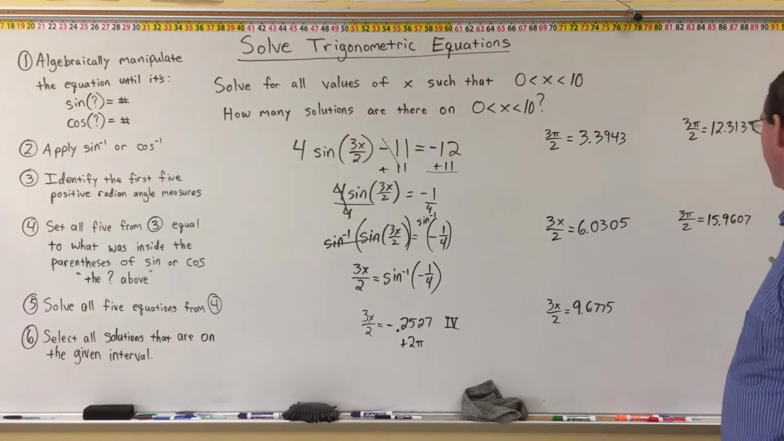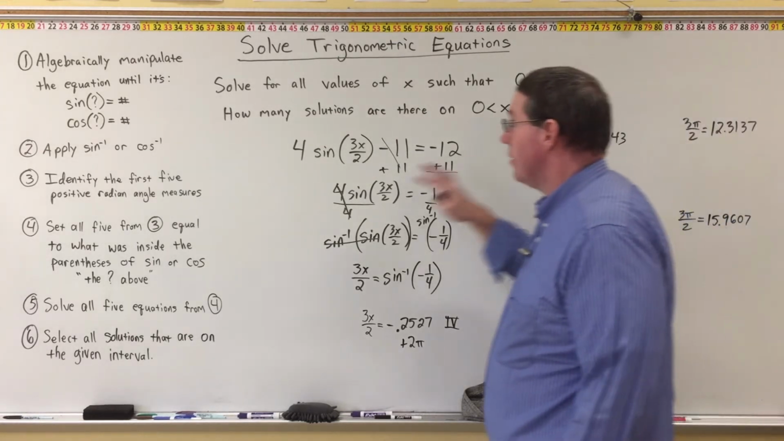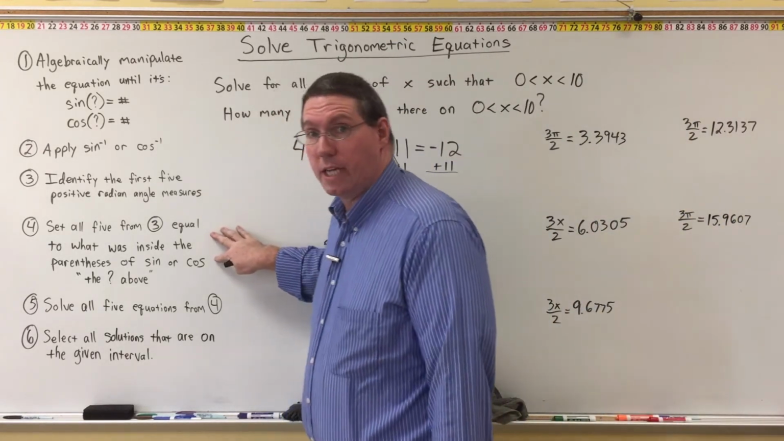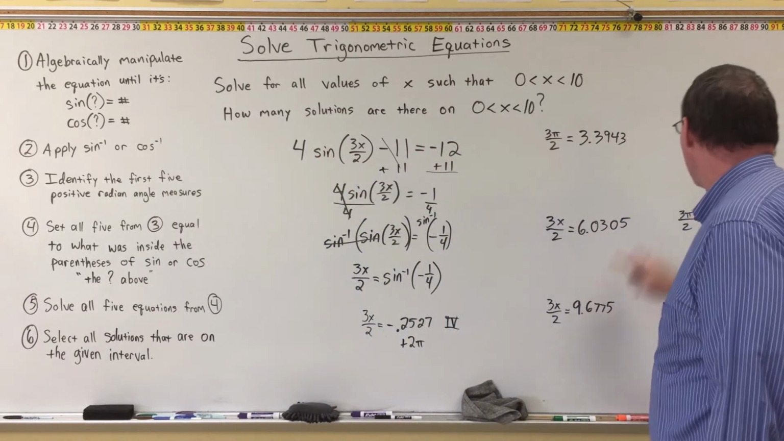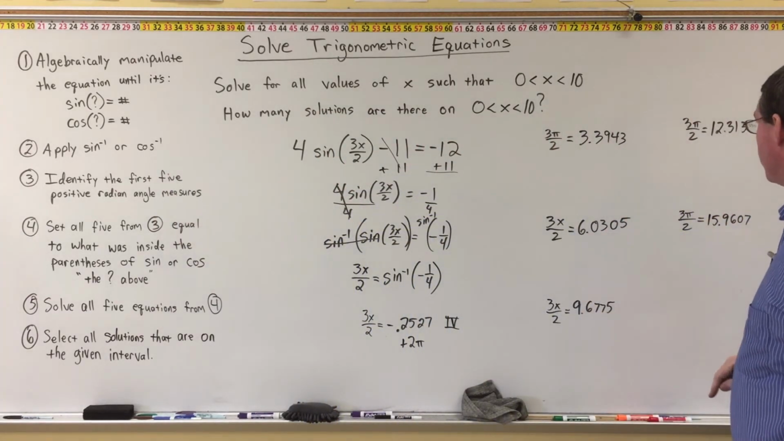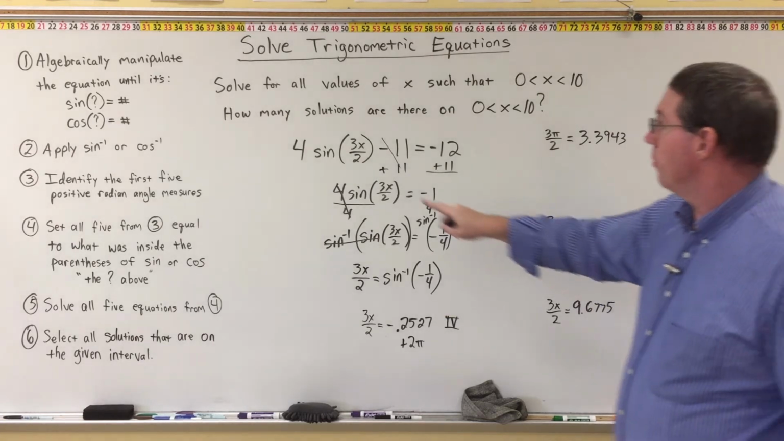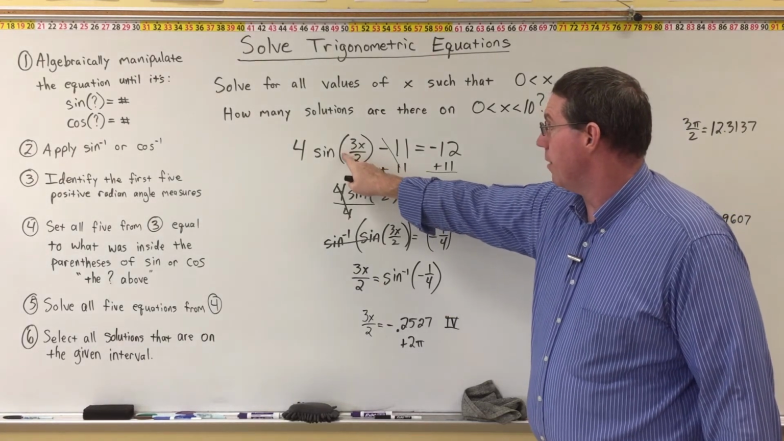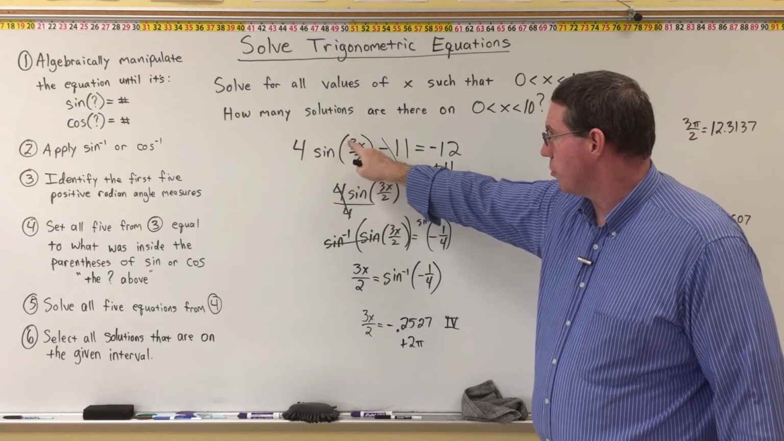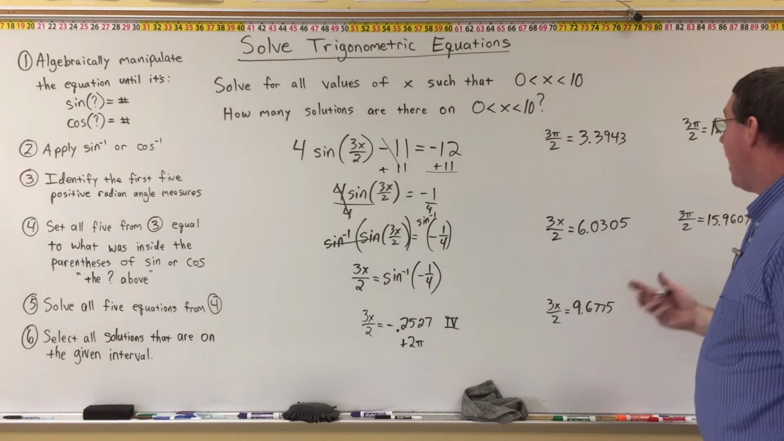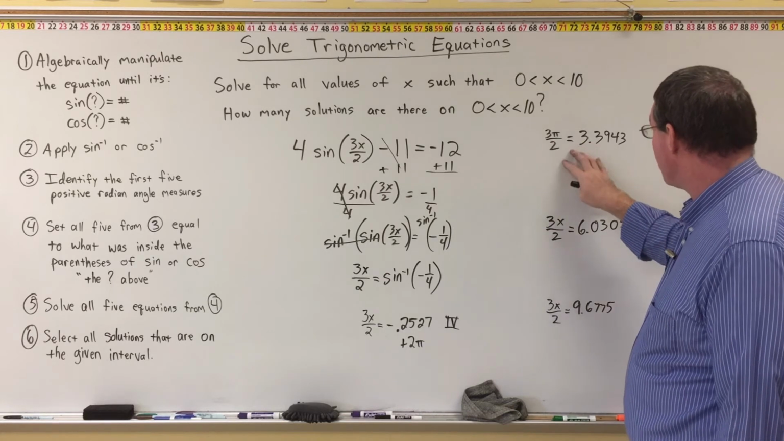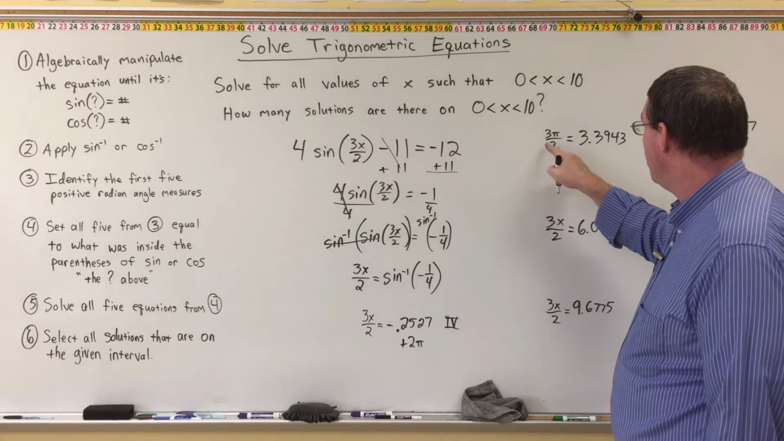15.9607. Okay? And now what I need to do, so I did steps 3 and 4 both at the same time. I've set them all equal, all 5 of these, the first 5 positive radian angle measures. I'm setting them equal to what the angle measure is represented by, right? The expression representing the angle measure is 3x over 2. So I set them equal to 3x over 2. Now I'm going to algebraically solve. So I'm going to multiply by 2 on both sides.